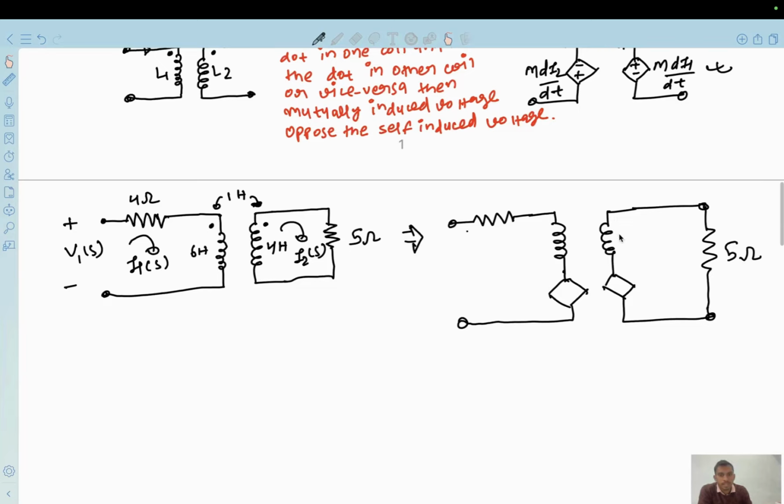This is your 5 ohm. Here it will be SL. If L is the inductance, what is the impedance in S domain? It will be SL. So here it will be 4S. Here it will be 6S. It is 4 ohm. If M is the mutual inductance, what will be the impedance? It will be SM.